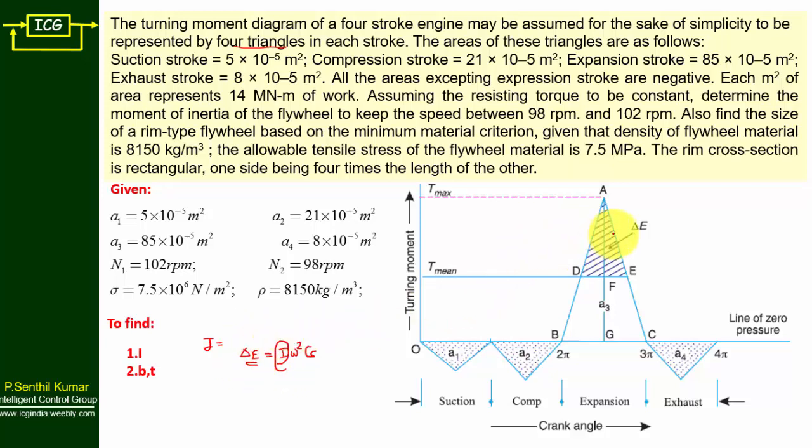How do you find del E? So this is del E. We need to find the area of this portion. To find the area of this portion, I need T mean and T max. So let us see how to find all those parameters step by step. We need to find T mean, T max and del E. Once I find del E, then only I can find I. After that we need to find b comma d value. So this is the flow of solving this problem. With this detail, now we will move on to the next step.